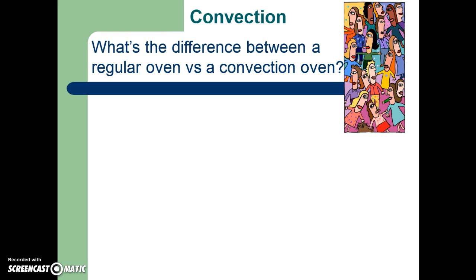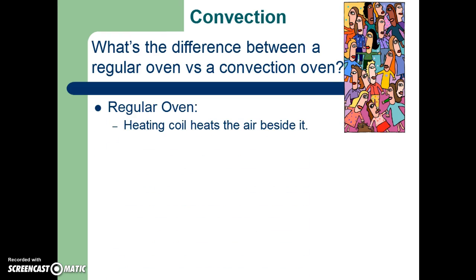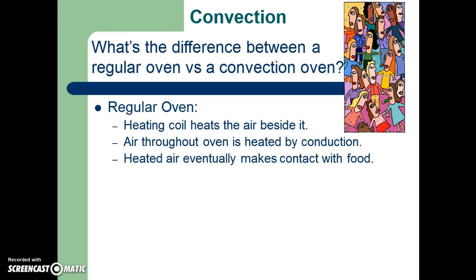Okay, let's see, what's the difference between a regular oven and a convection oven? Well, in a regular oven, you have a heating coil that heats the air beside it, and then the air throughout the oven is heated by conduction, okay, direct contact. The heated air eventually makes contact with the food, so it's just transferring the energy from air molecule to air molecule to air molecule, and then eventually it's touching the food.